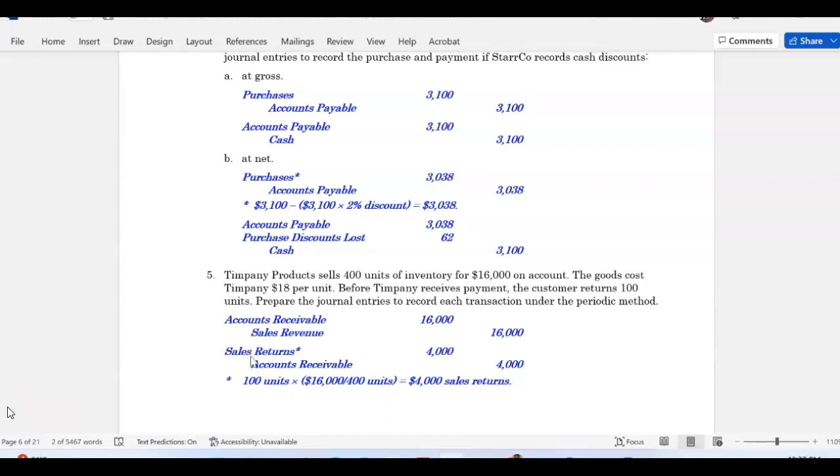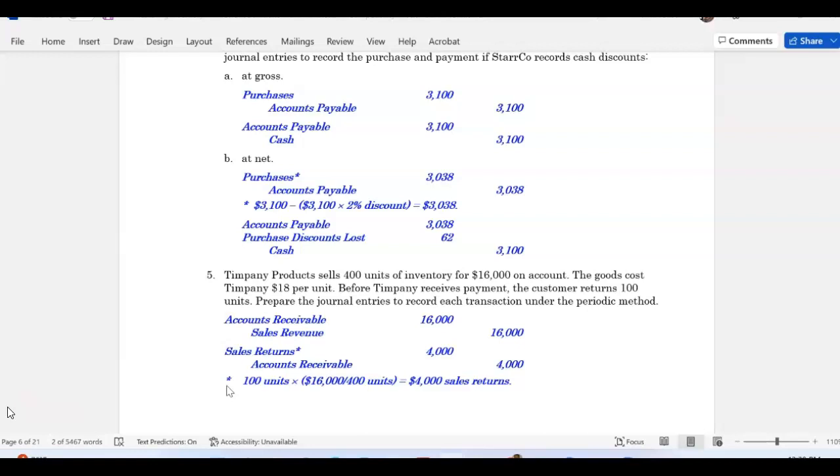Sales returns means physically the customer returns some of your inventory. Sales allowance, they didn't return anything. Sales discount means you offered your customer terms like 2/10, net 30, and the customer took advantage of it and paid the invoice within 10 days, and they paid you less. The amount that they paid you less because of that discount, you call it sales discount.